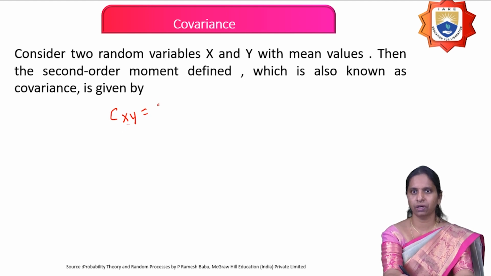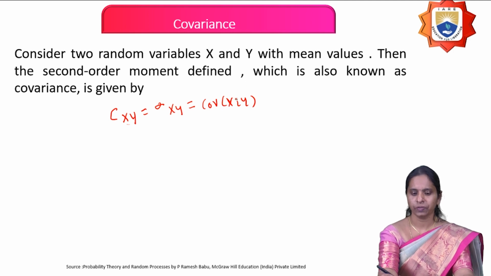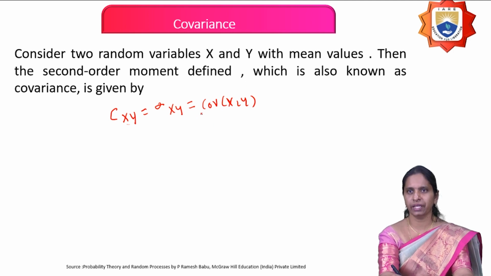Cxy can also be represented by sigma xy, or can be represented by COV of x comma y. So, there are different representations for covariance. C symbol, sigma, or COV. So, Cxy, sigma xy, COV of x comma y. These are the different representations for covariance symbols.